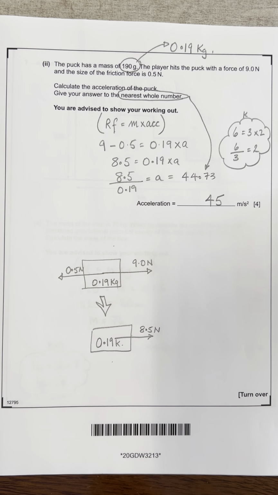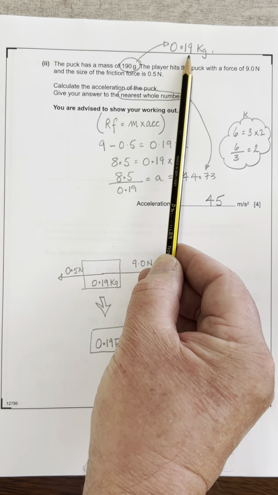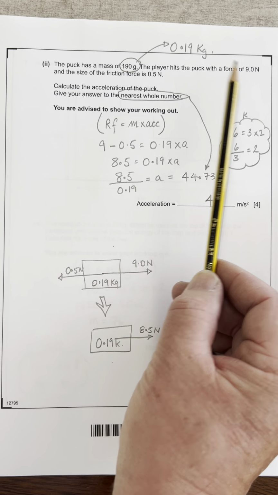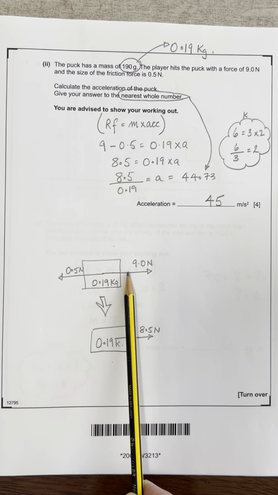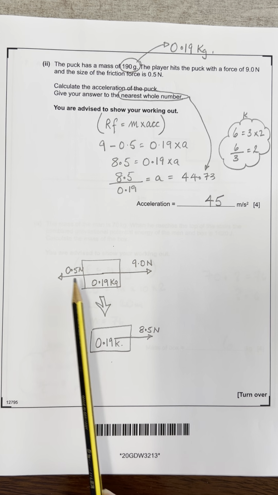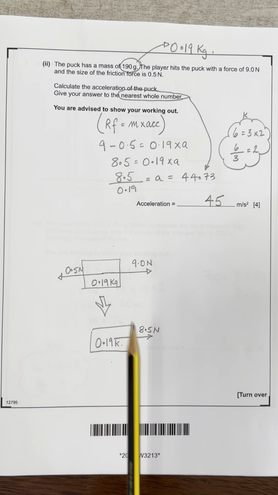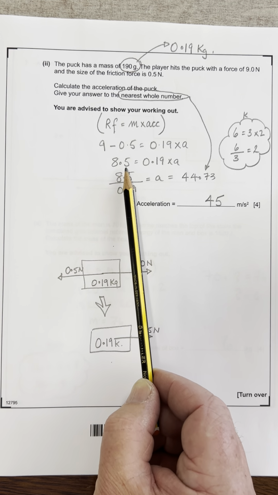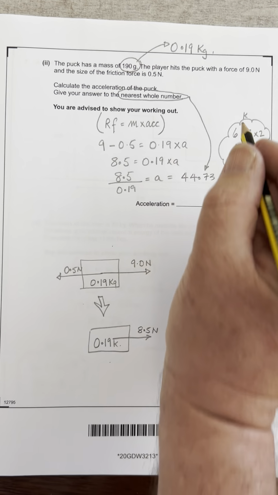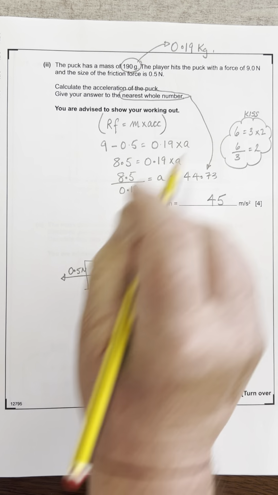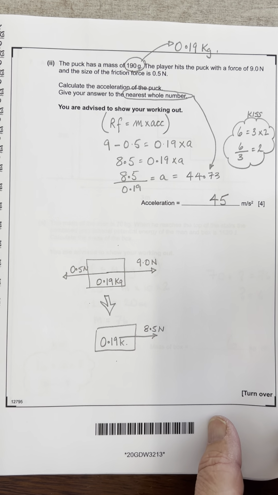Now, let's have a look at this one. The puck has a mass of that. Warning. The player hits the puck with a force of 9 newtons and the size of the friction force is 0.5. Look, I've done a diagram down here. That's 9 newtons that way. That's 0.5 newtons that way. I've written down the mass. The resultant force is 8.5. Resultant force is mass by acceleration. 8.5 is equal to 0.19a. Try to rearrange the formula. Put it all in. Do you get the answer?